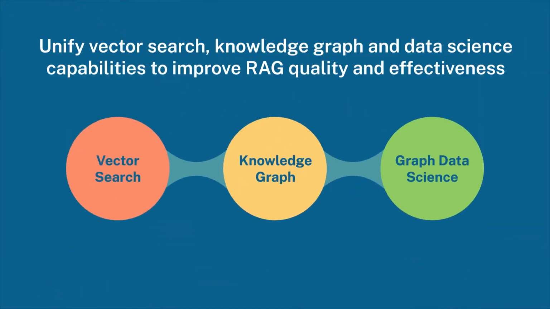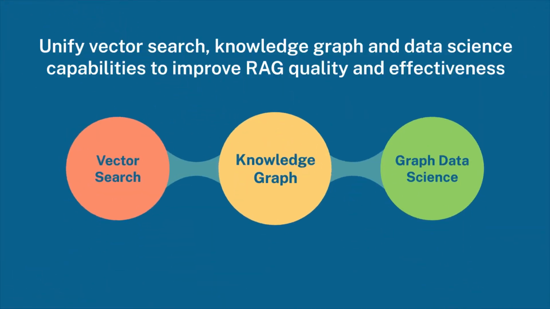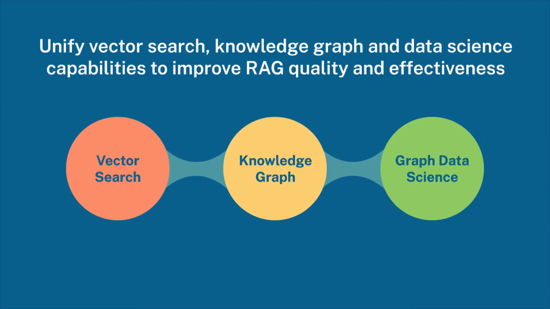Through all of these capabilities, Neo4j unifies vector search, knowledge graph, and data science to improve RAG quality and effectiveness. We demonstrated today how data can be easily imported into Neo4j and used in an application to back an LLM to improve both the relevancy, accuracy, and explainability of responses, and how all these tools can be made available to your developer teams to get started quickly and create your next generative AI breakthrough.